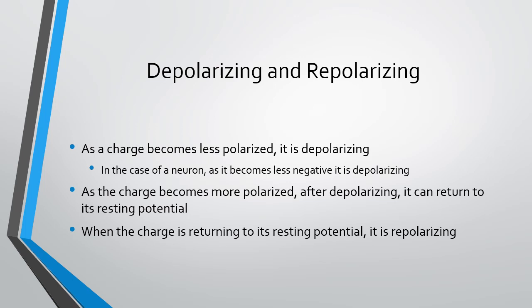Now let's talk about depolarization and repolarization. Depolarizing is the act of becoming less polarized. In the case of the neuron, whose resting potential is -70 millivolts, if it is becoming more positively charged, it is losing polarization. This means it is depolarizing. As that charge begins to return to resting potential, it is then repolarizing, meaning that it is gaining that polarization back.